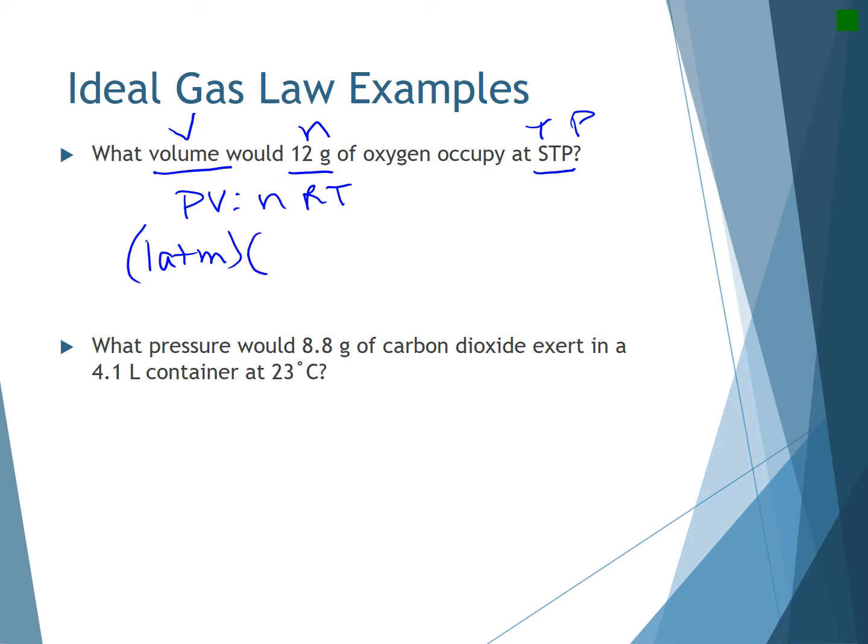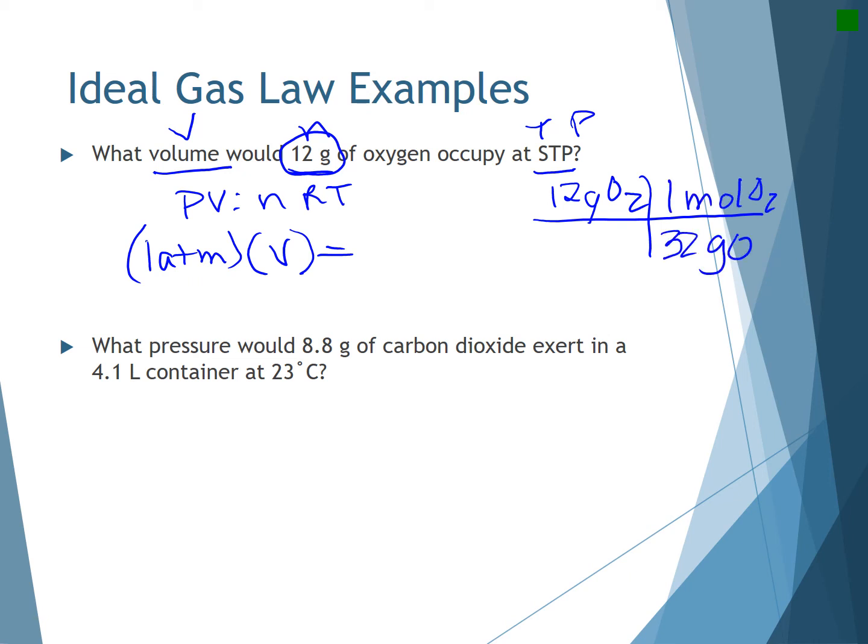Your volume, well, that's what I'm trying to solve for. So that's my V, equals N. Well, N is your amount of moles. So unfortunately, I just give you 12 grams. So the first thing I need to do is convert that 12 grams of oxygen into moles. So it's 32 grams for every 1 mole of O2, which means that I have 0.375 moles of O2. So I'm going to put in 0.375 moles for my N.